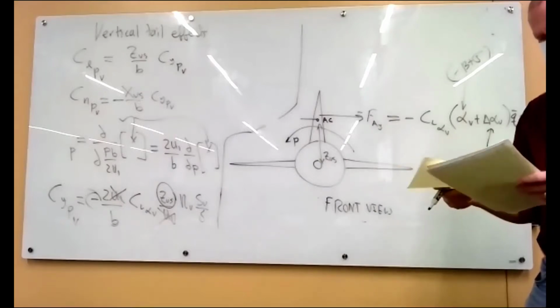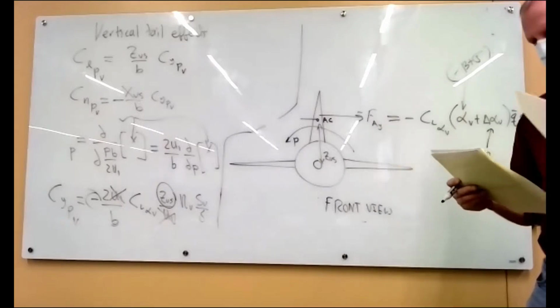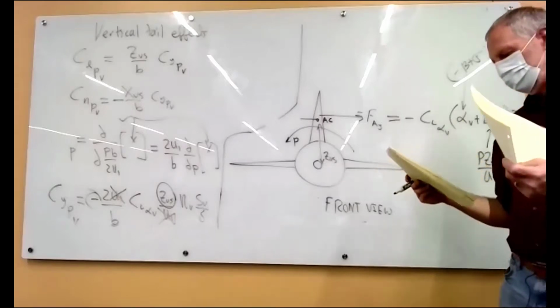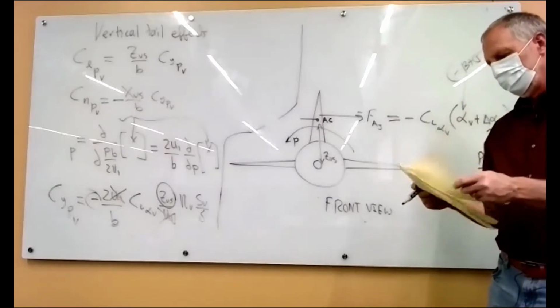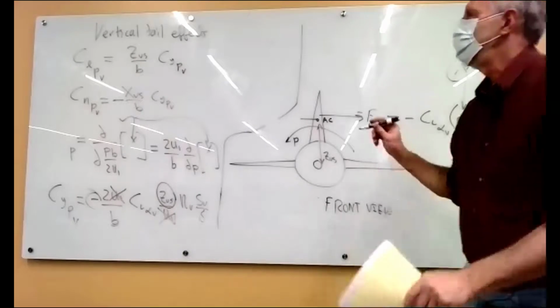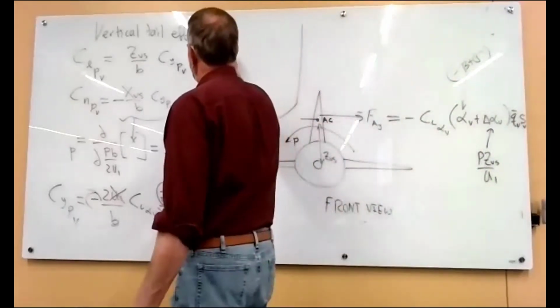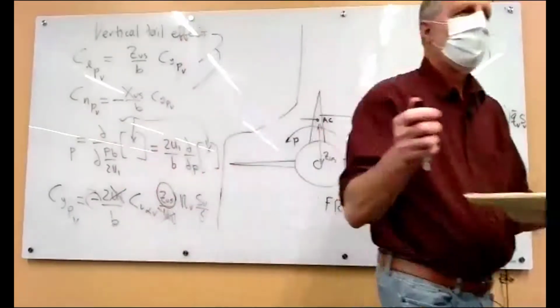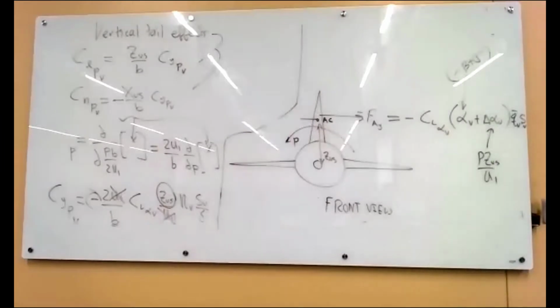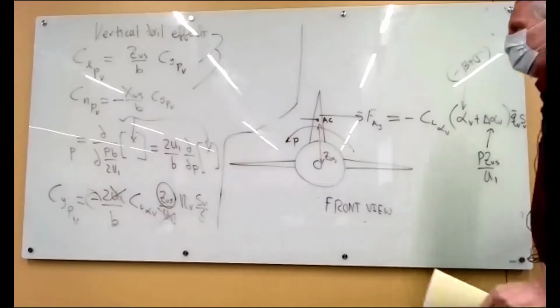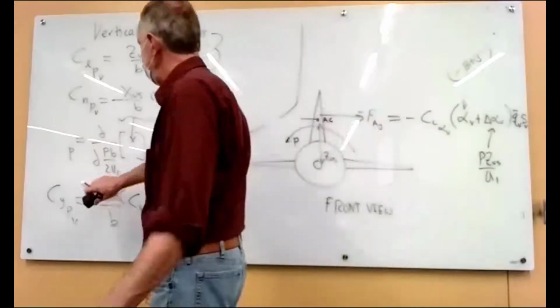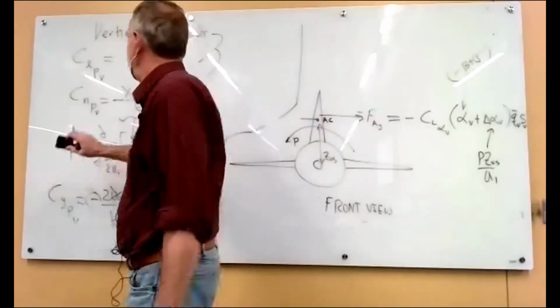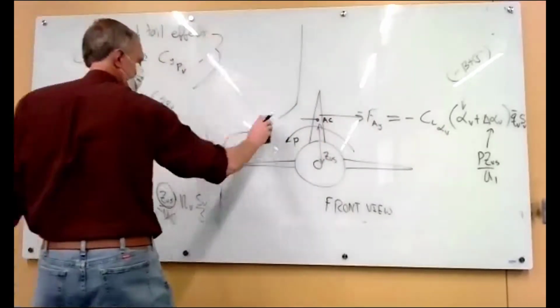We did that. So this is the vertical tail effects on all three of the derivatives that we're talking about. Now we need to talk about the wing. So we said the wing doesn't do any side force. So what does it do to the rolling moment?